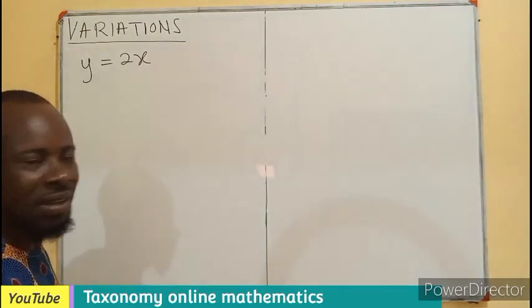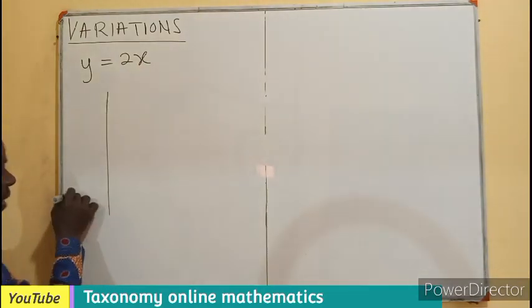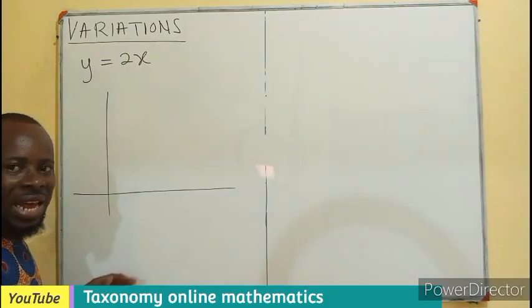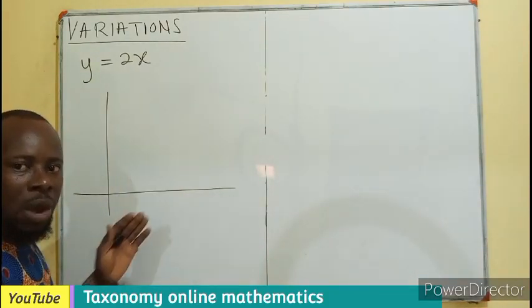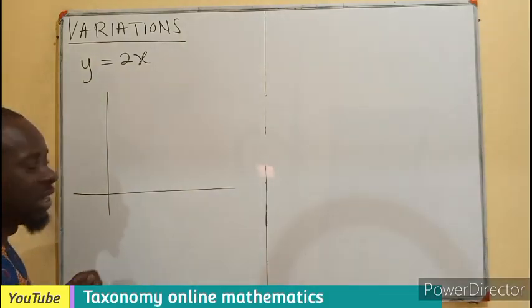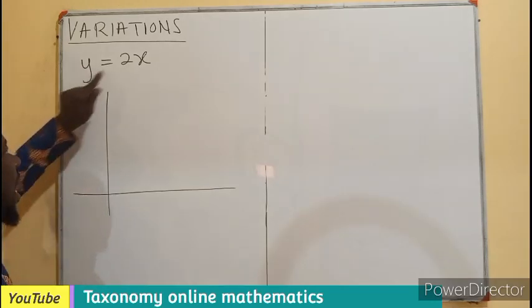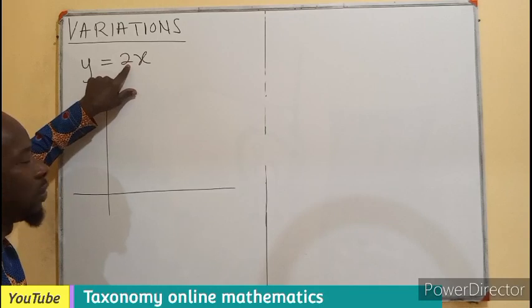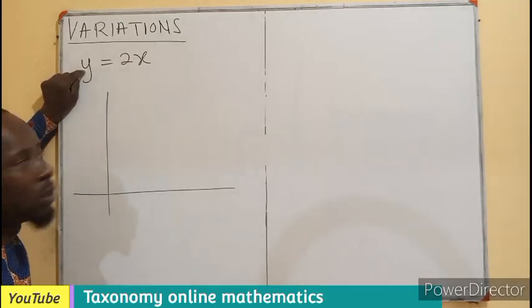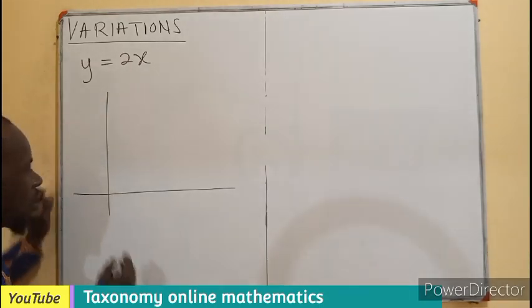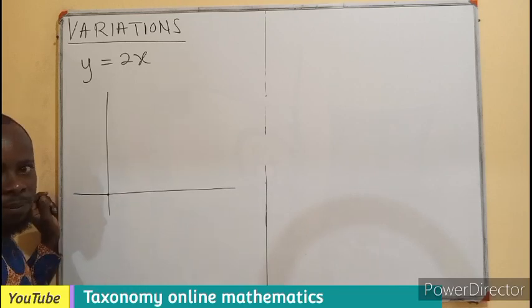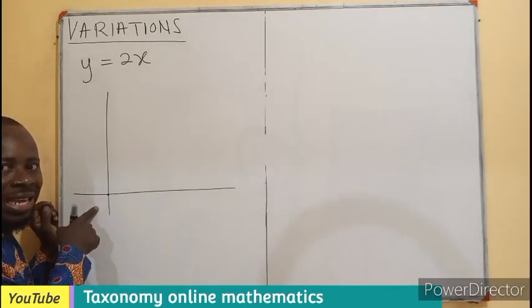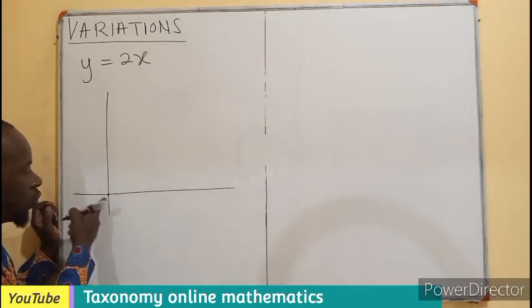So if I have this, this is our y-axis, this is our x-axis. We are saying that if x increases, y will also increase. So let's begin by taking x as 0. I am not buying any book. 0 times 2 will be 0, making y 0. So a direct variation always passes through the origin. So the line, which is a straight line, is going to pass through here.